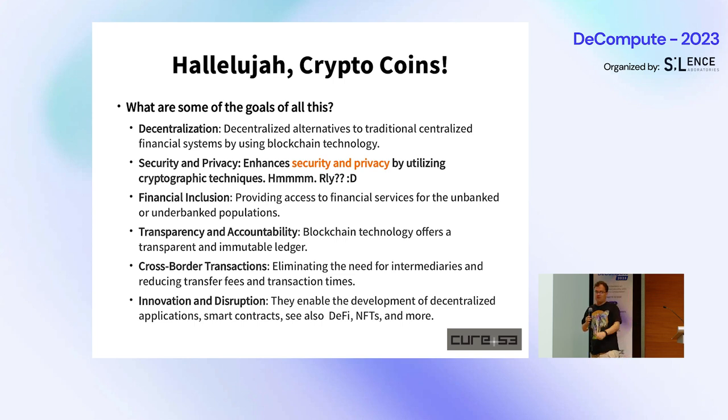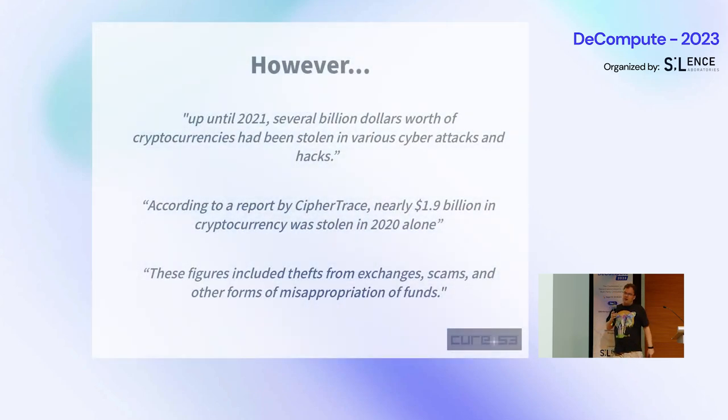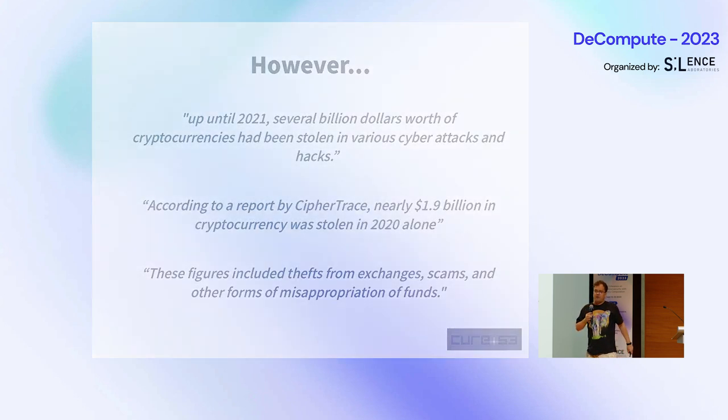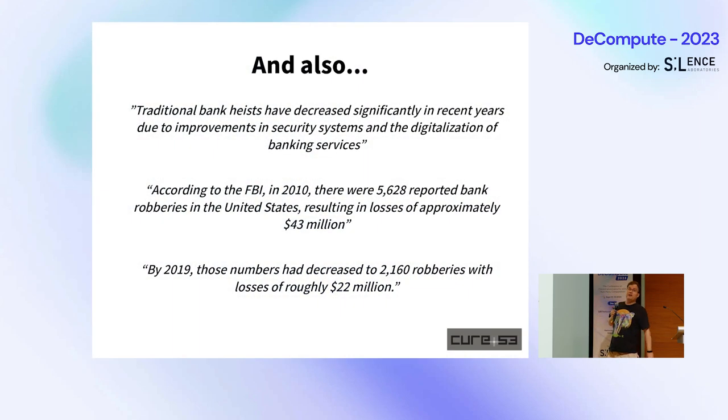Let's have a look at the numbers. The quotations that I found say that up until 2021, several billion dollars worth of cryptocurrencies have been stolen in various cyber attacks and hacks. According to a report by CipherTrace, nearly 1.9 billion in cryptocurrency was stolen in 2020 alone. These figures included thefts from exchanges, scams, and other forms of misappropriation of funds. That's a lot of money. And also, traditional bank heists have decreased significantly in recent years due to improvements in security systems and the digitalization of banking services.